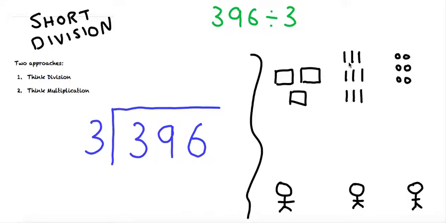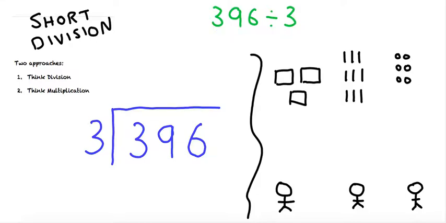Our lesson on short division. Short division is a written algorithm for performing division. The first thing you're going to notice is how we lay it out. It looks a bit different from the way we usually lay out our division problems. Usually we read left to right and we use this divided by symbol.